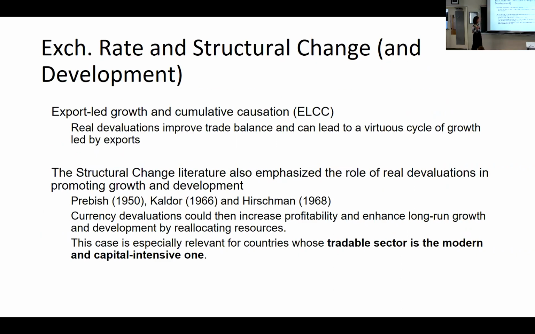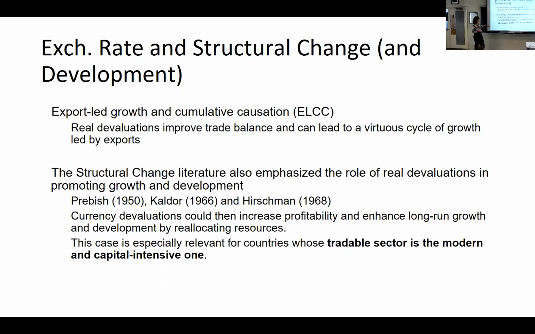In the medium run, the development literature then focused on the role of the exchange rate in promoting development. So first, inspired by Kaldor, we have the export-led growth and cumulative causation model where real devaluations could boost exports. And if the exports are, for example, from the manufacturing sector that has increasing returns to scale, this could then lead to growth and productivity gains, and then come back in a virtuous cycle of growth, with the productivity gains helping again the competitiveness of exports, and then leading to a cycle of growth. And the structural change literature, which also has to do with Kaldor, but also Prebisch and Hirschman, also focuses on the role of, for example, devaluing exchange rates in promoting exports.